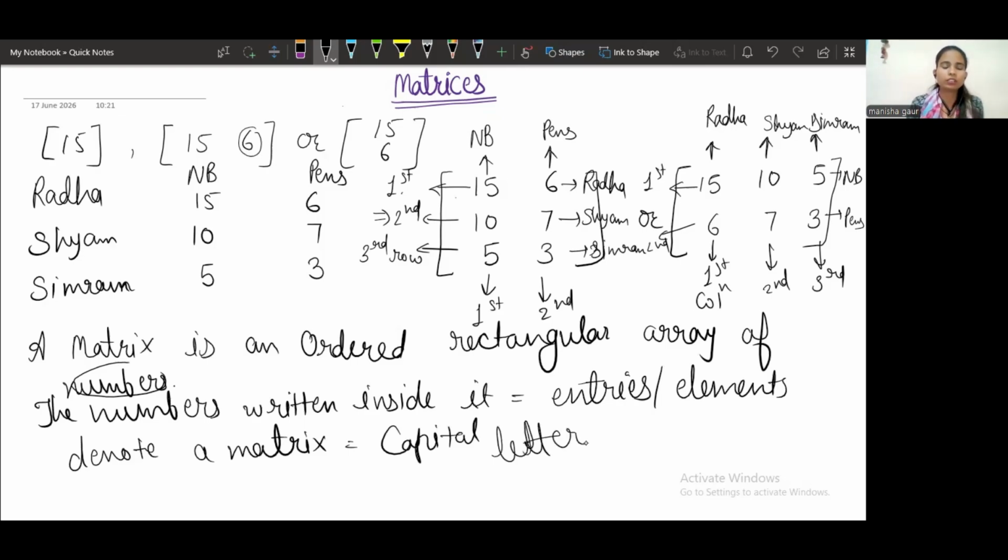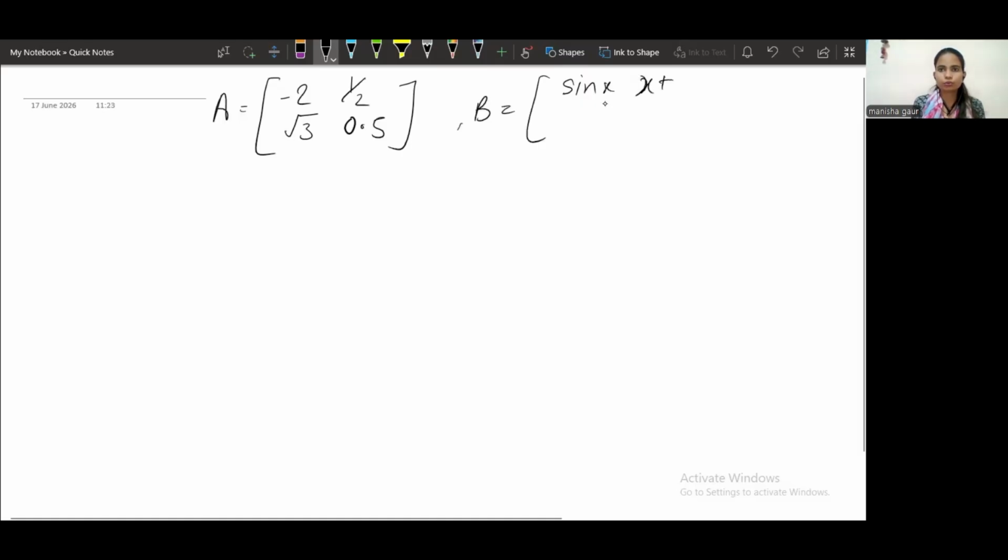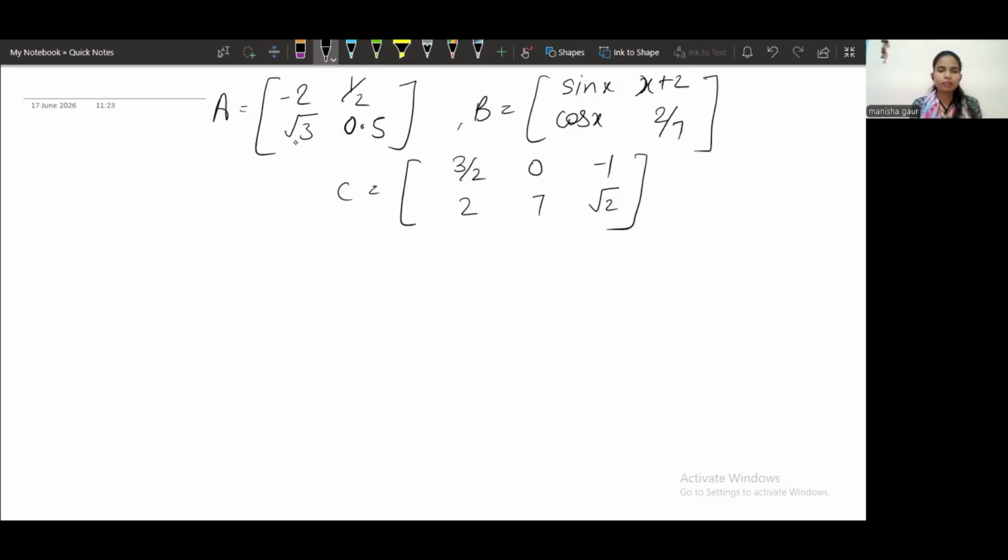Let's take some other examples of matrices. A: minus 2, 1 by 2, under root 3.5. B: sin x, x plus 2, cos x, 2 by 7. C: 3 by 2, 0, minus 1, 2, 7, root 2. These are the three matrices. As earlier I told you, the horizontal lines are represented by rows and the vertical lines are columns. So here in A, two rows, two columns.